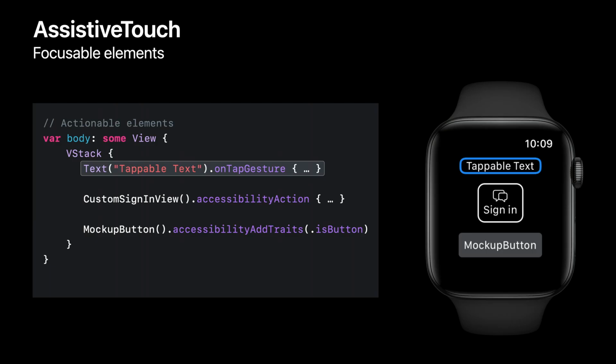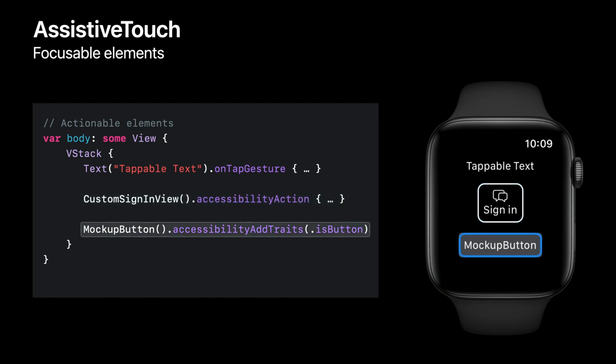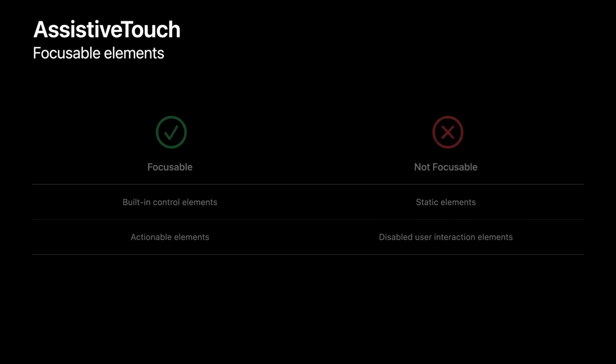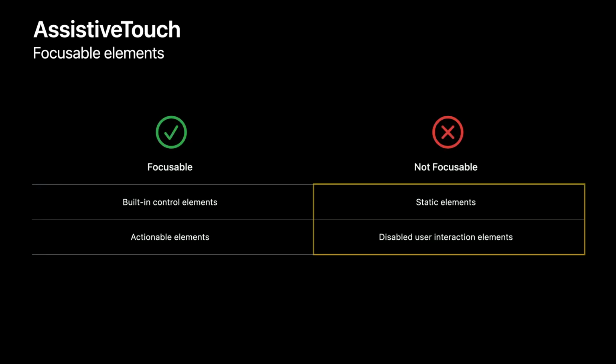A text element can become interactive and focusable by attaching a tap gesture action. You can also add an accessibility action to an element as well. If you define an element to have an actionable trait, like a button or adjustable, then it will be treated as interactive and will be focused by AssistiveTouch. Some elements are not focusable. Static elements such as a label or a text that do not respond to user interaction will not be focusable by AssistiveTouch. Elements with user interaction disabled are also not focusable.